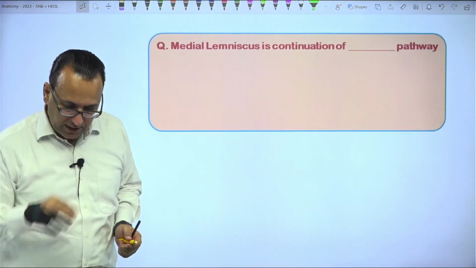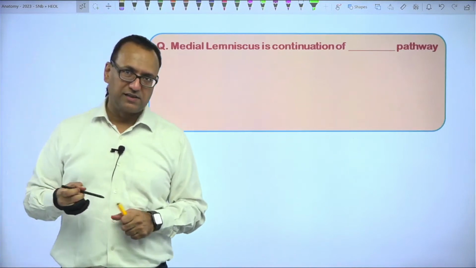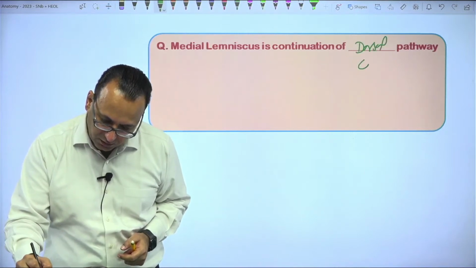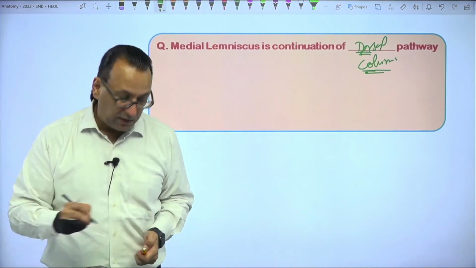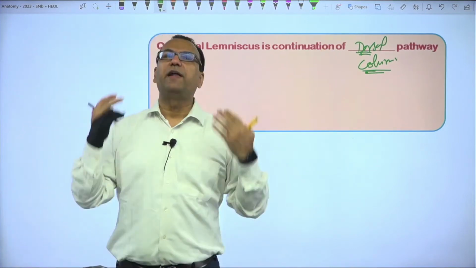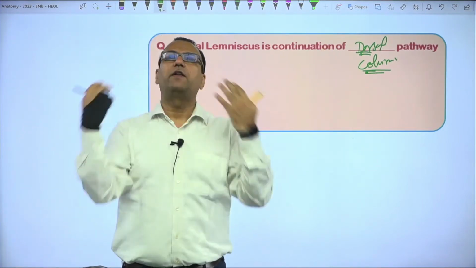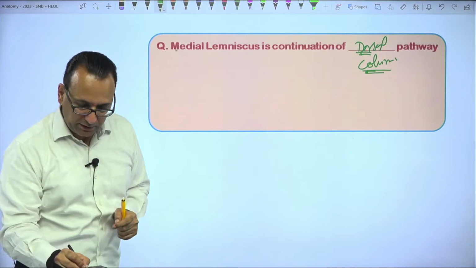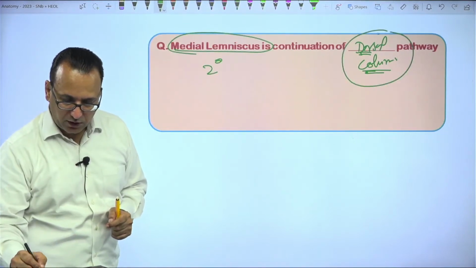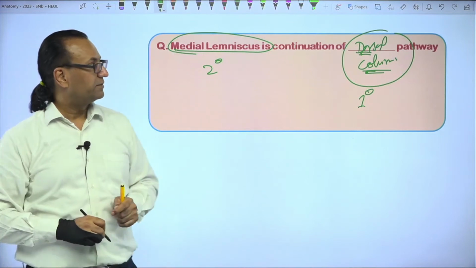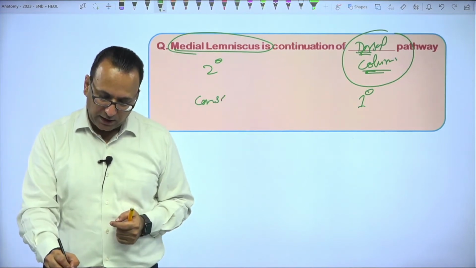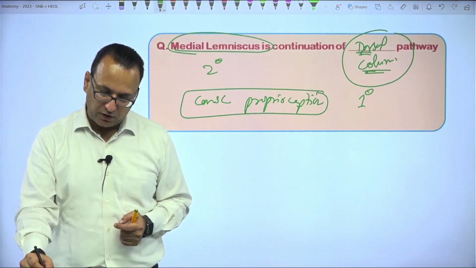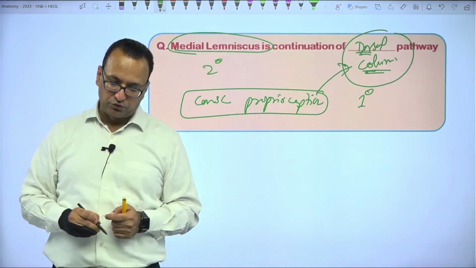So medial lemniscus is a continuation of... Medial lemniscus is the second order neuron, and it is just the continuation of the dorsal column. As the dorsal column reaches the brainstem, the second order neuron will cross and continue as medial lemniscus. So medial lemniscus is second order, dorsal column is first order. Like we just said, they will be carrying conscious proprioception. So conscious proprioception was first carried by the dorsal column, and then it will switch over to medial lemniscus.